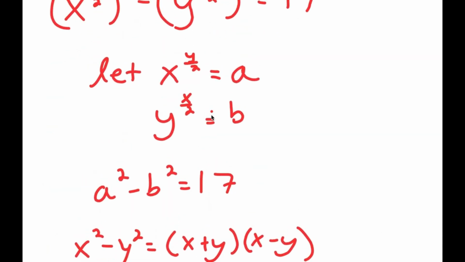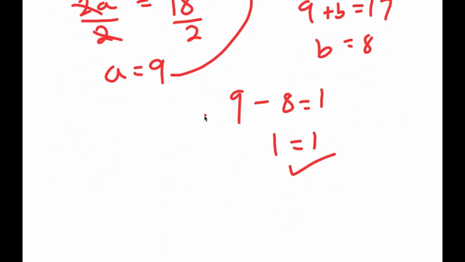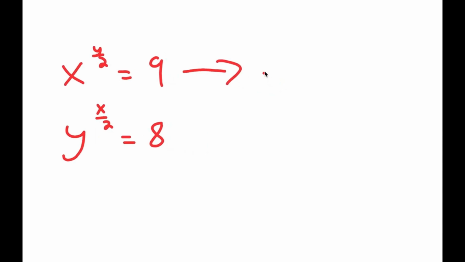we can go back here and notice how we let x to the power of y over 2 equal a and y to the power of x over 2 equal b. Meaning x to the power of y over 2 is equal to 9 and y to the power of x over 2 is equal to 8. So, to solve this, let's first start by solving the first equation. So x to the power of y over 2 equals 9.